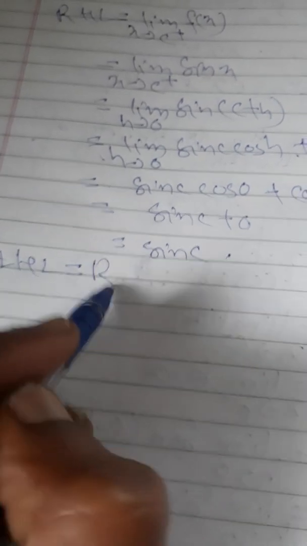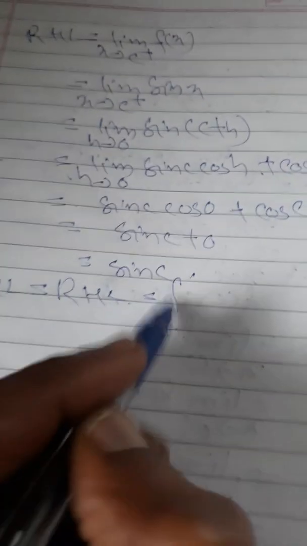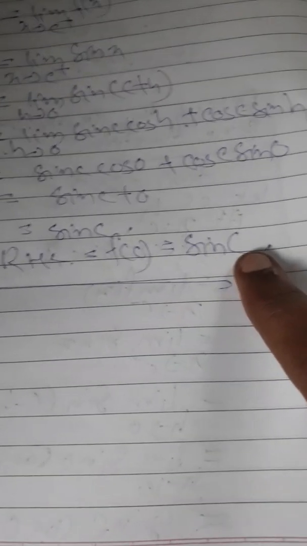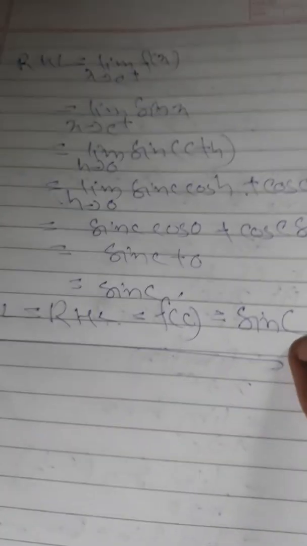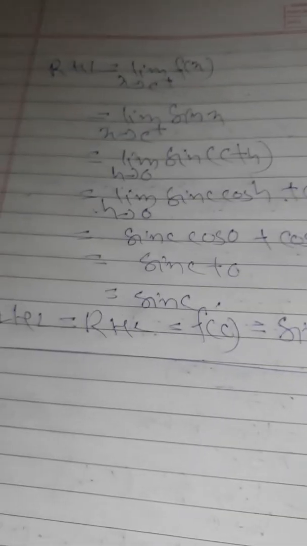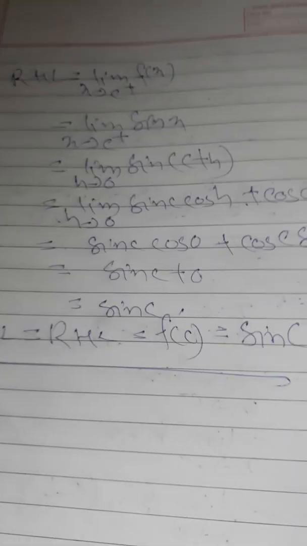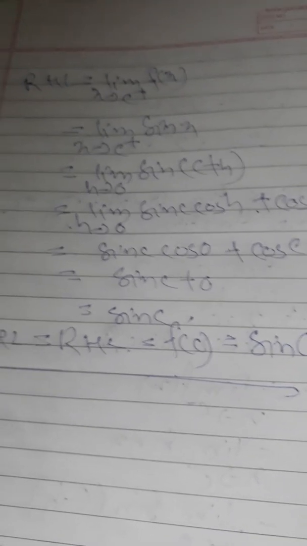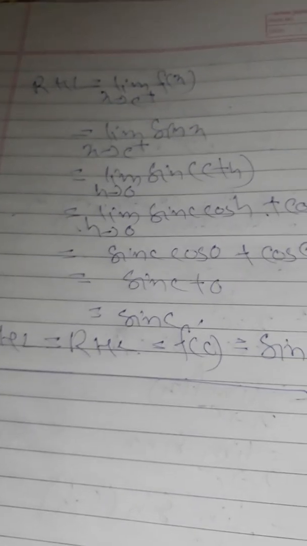Now here LHL equals RHL equals the value of the function at x equals c, which equals sine c. Hence, since c happens to be an arbitrary value, the function is continuous for all the values of x.